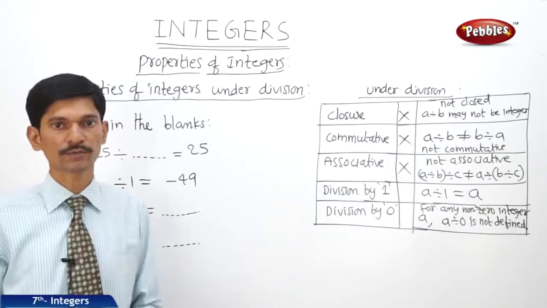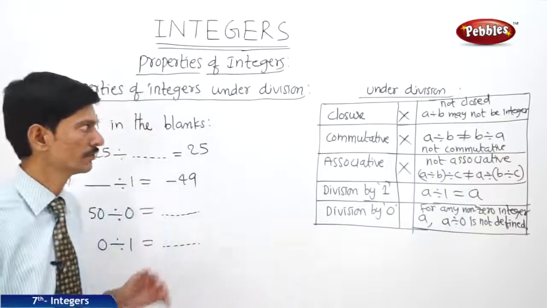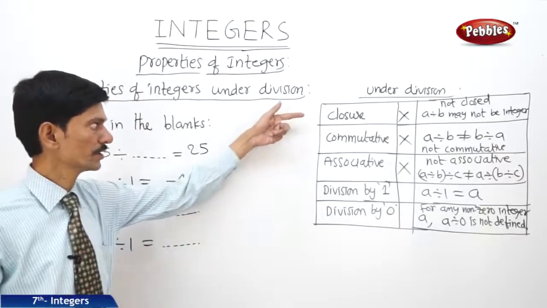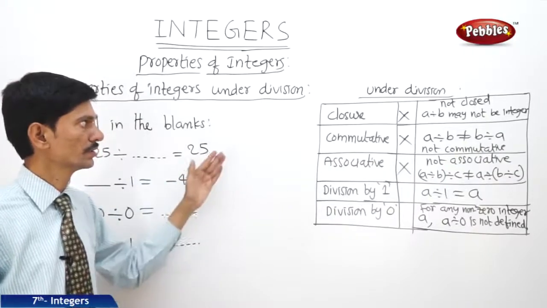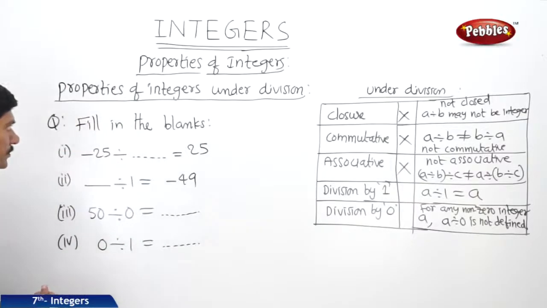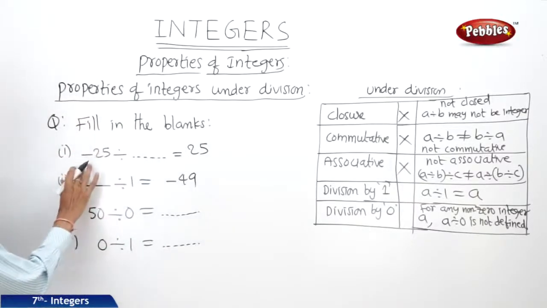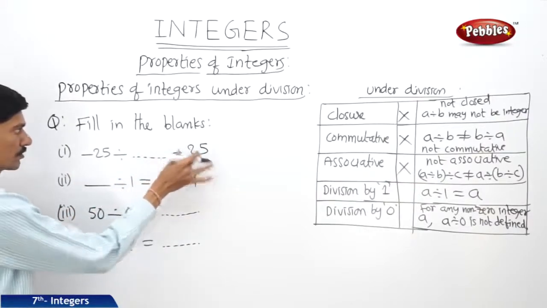So far we have discussed the properties of integers under subtraction and also under division. So closure property, commutative property, associative property we have discussed under subtraction and also under division. Now let us do a few problems. Fill in the blanks. The first blank is minus 25 divided by dash equals 25.